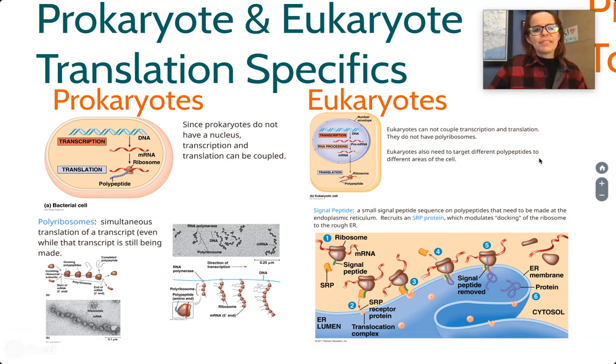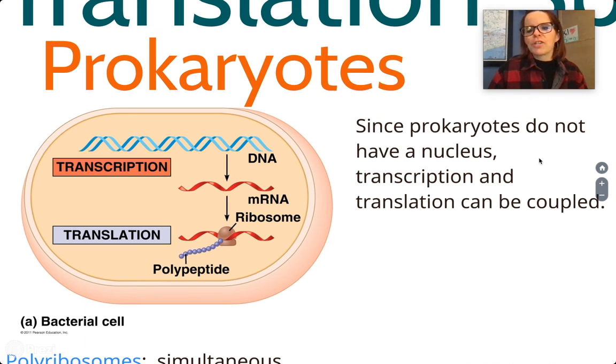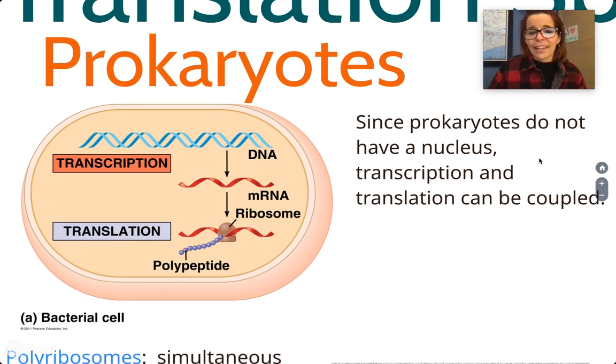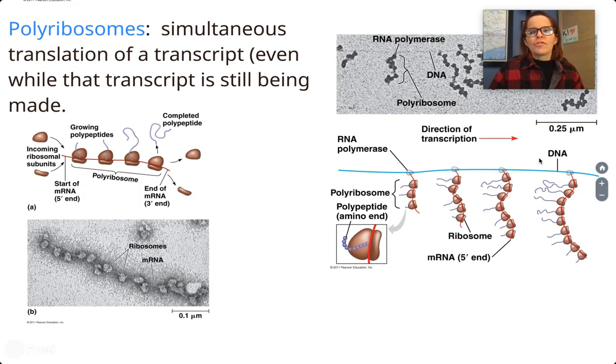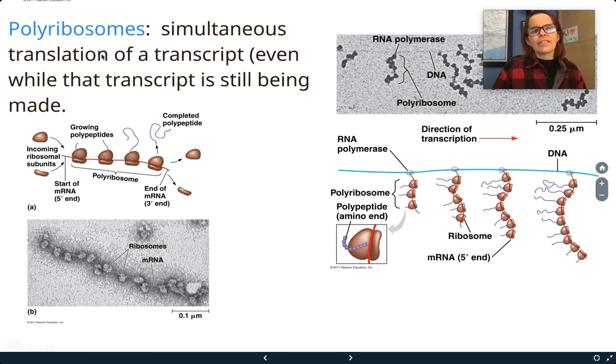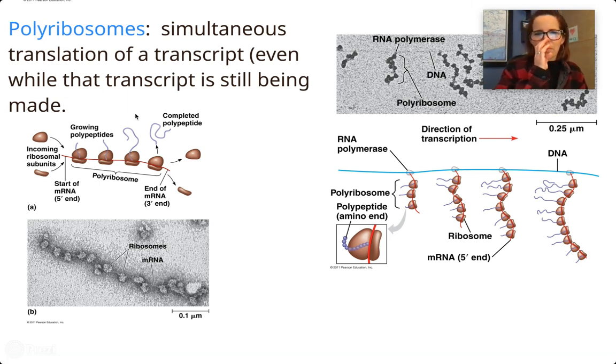Since prokaryotes do not have a nucleus, transcription and translation can be coupled. They can happen simultaneously. So they have something called polyribosomes. Polyribosomes are the simultaneous translation of a transcript, even while that transcript is still being made. What? Take a look at the diagrams. They'll make sense to you.